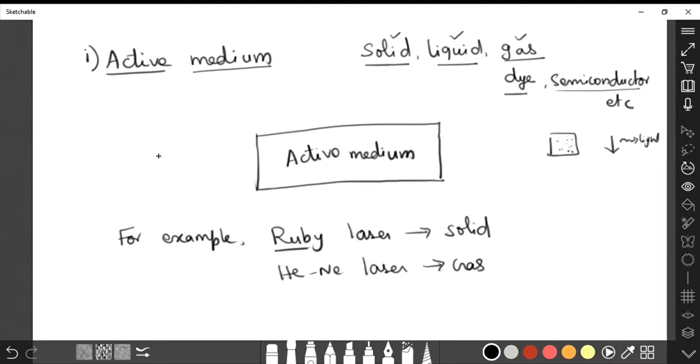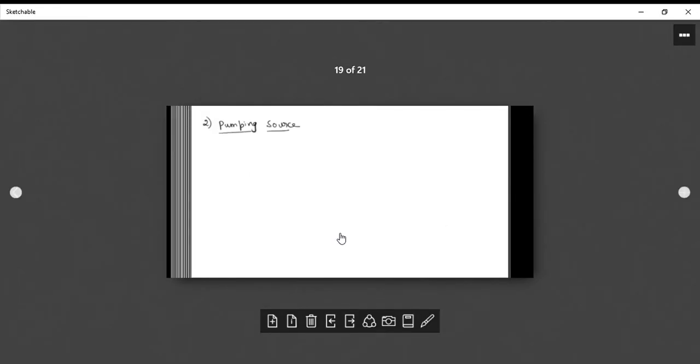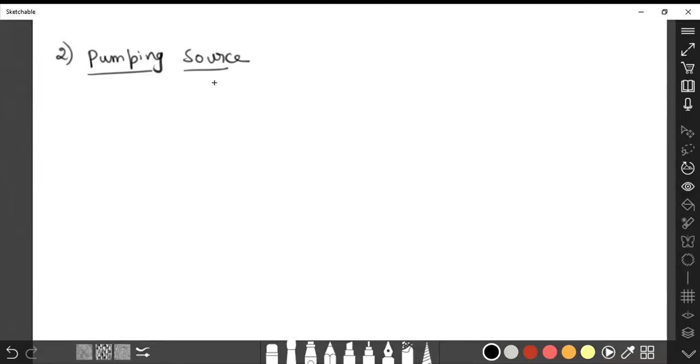The next one is the pumping source. What is the pumping source? In atoms, as we already know, two energy levels or three energy levels or four energy levels will be there. The atoms should be shifted to the higher energy to achieve the condition of population inversion, right? So who will shift the atoms from the lower to the excited state? This pumping source only. The pumping source supplies the energy.